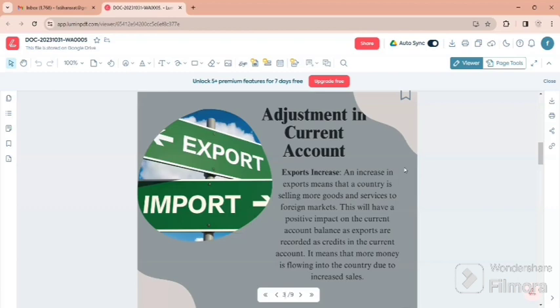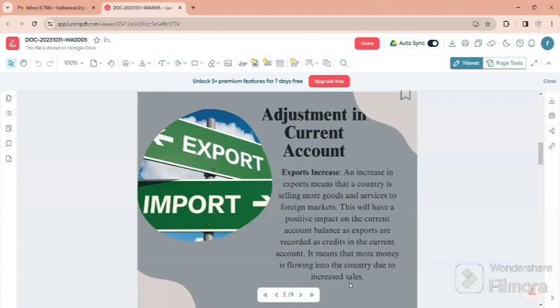This will have a positive impact on the current account balance as exports are recorded as credits. Since we're selling goods, there's an inflow of money. So this will create surplus in the current account. It means more money is flowing into the country due to increased sales.